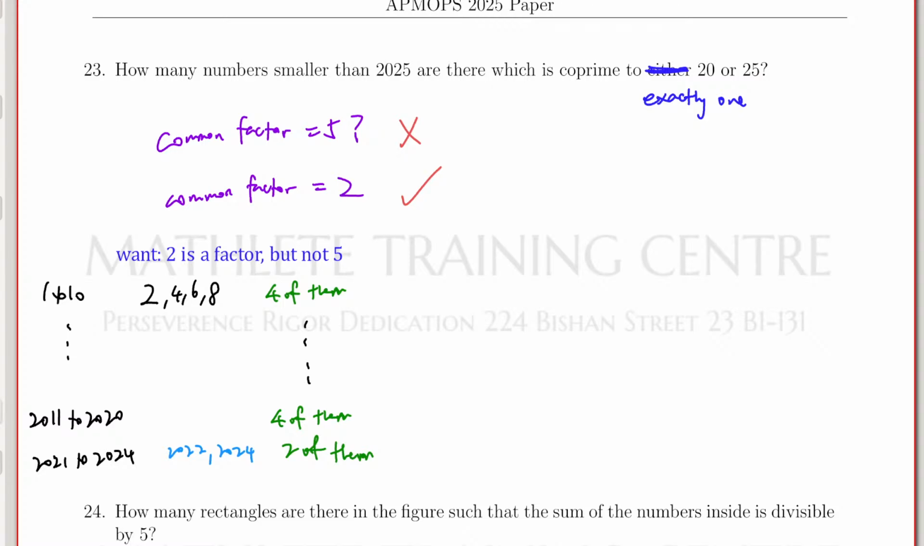So you have four of them for the first how many groups? This is from 0001 to 2011, so from 0 to 201. This is 202 groups of four, and then we add in the last option, which is two of them. So we have 808 plus 2, which equals 810. That's the answer for this question.